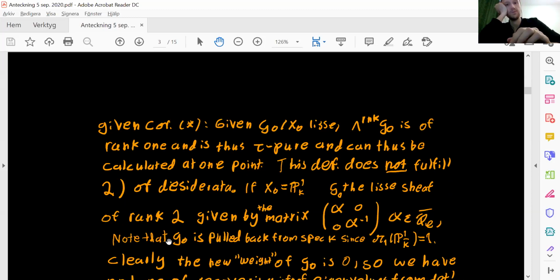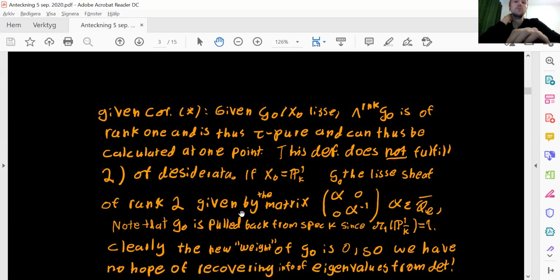Then this lisse sheaf here will be pulled back from Spec K, because the geometric fundamental group of the projective line is just trivial. And now clearly, when I say this new weight that I've spoken about, which is just taking the top exterior power and the weight of that, it will be 0 because the determinant of this is 1. So you see, we have of course no hope of recovering the eigenvalues from determinants. So clearly this was a stupid thing to do. Now, can we be a bit less stupid?